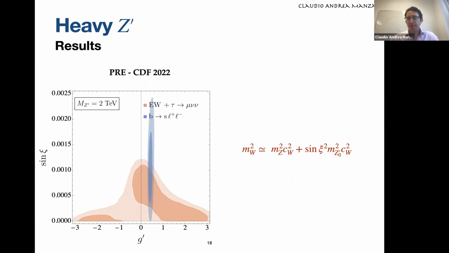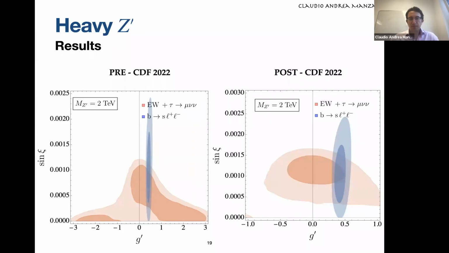And in fact, this is what happens once we include the new M_W measurement in the fit. And the reason is that the electroweak fit at this point becomes completely dominated by this last measurement of M_W. And in fact, here you can see that the preference for a larger mixing angle is shown. But then what do we expect for the future?